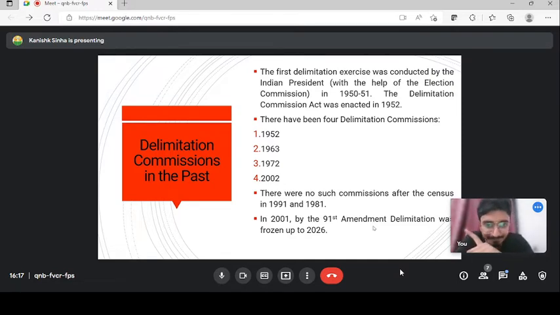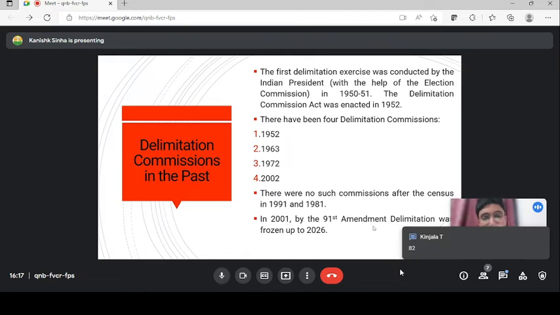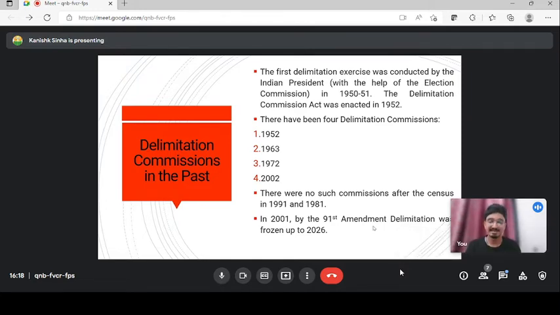Under which article was the Delimitation Commission set up? Yeah, very good, under Article 82. Now another thing is important: after the 1981 and 1991 censuses, no Delimitation Commission was set up. So first, the first delimitation exercise of India was conducted in 1950-1951, and the first Delimitation Act was passed in 1952. The four years in which the Delimitation Commission was set up are 1952, 1963, 1972 and 2002. We discussed in the previous slides that after every census delimitation will happen. However, in 1981 and 1991 no commission was set up. So this is also very important for CLAT.